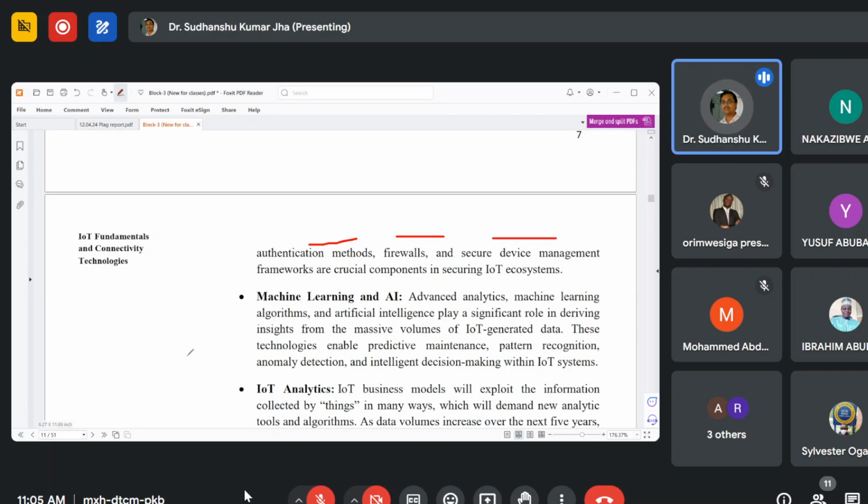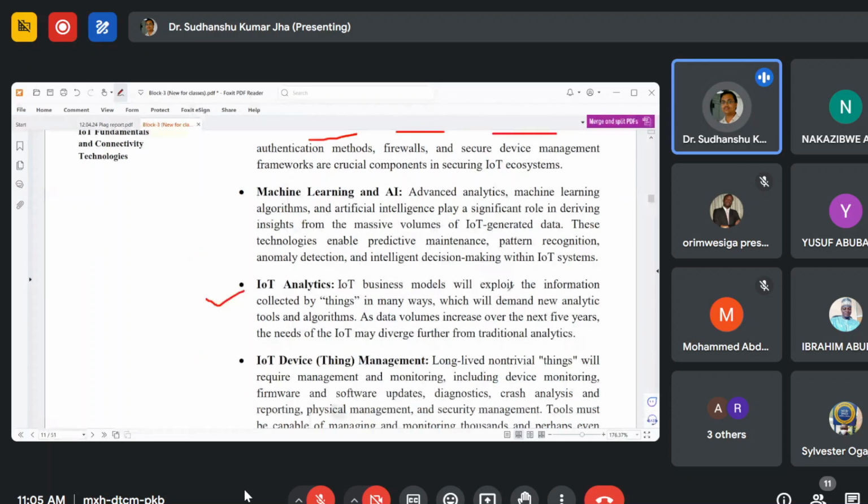Next is IoT analytics. The IoT business model will exploit the information collected by the things and demand new analytics tools. It is not compulsory that only the data collected right now, or within the last one or two days, will be analyzed. After analysis of the two days of data, this data is still available in storage devices, either in the cloud or your personal storage devices. After one year, you may need the data of a particular day, so you can go back and take that data for further analysis.